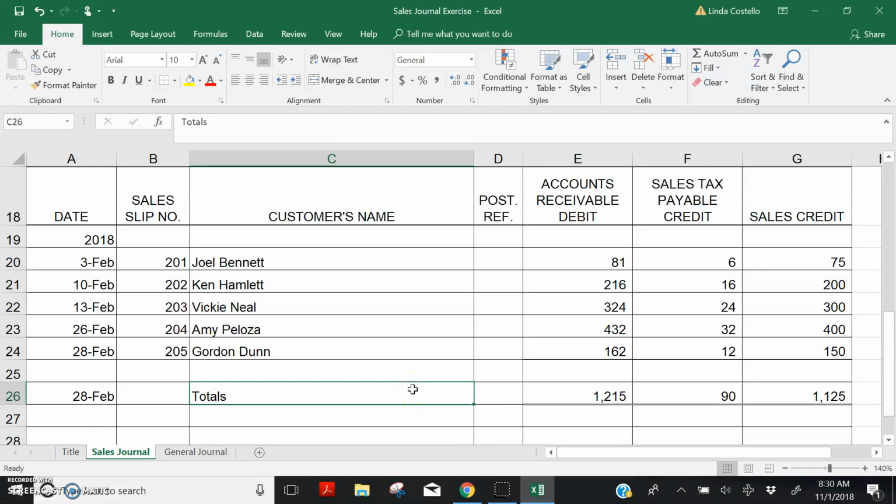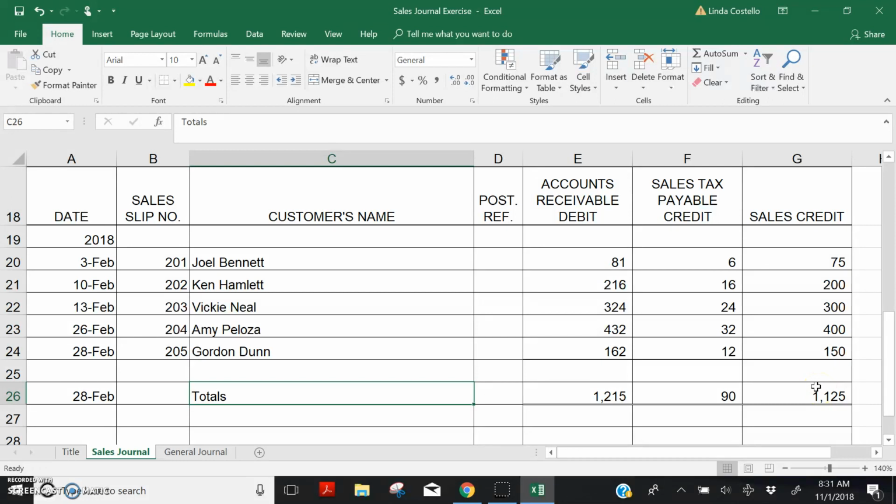If your totals don't agree with these totals, then pause your recording to give yourself time to go back and find an error and fix it before you continue. The total of debits to accounts receivable for the month is $1,215. The total credit to sales tax payable for the month is $90, and the total credit to sales for the month is $1,125.